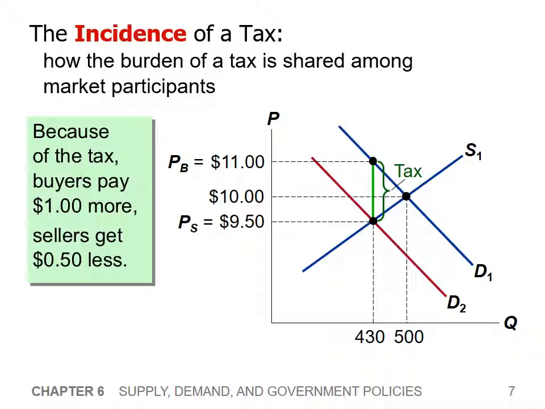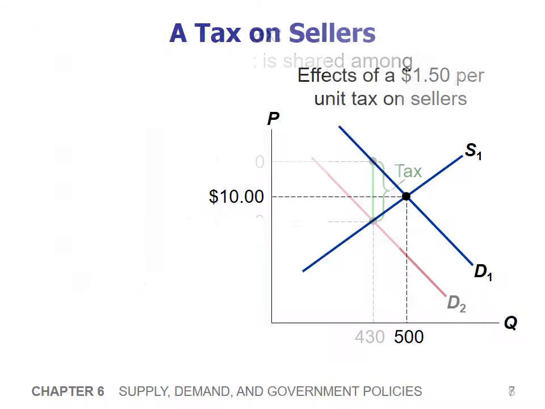Now, you may ask, why is the burden being divided by the buyers and sellers in this particular way? Why is it not 75 cents each, or 50 cents and $1, or 25 cents and $1.25? Well, the answer to these questions depends on elasticity, and we will study this in detail in a couple of minutes.